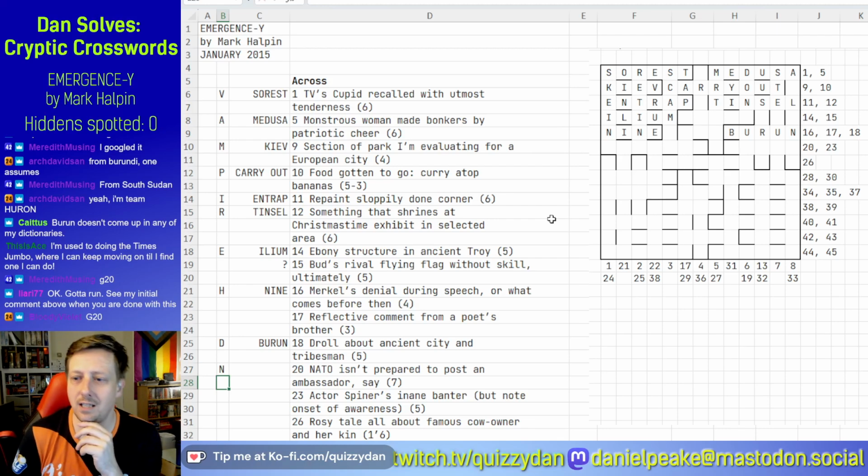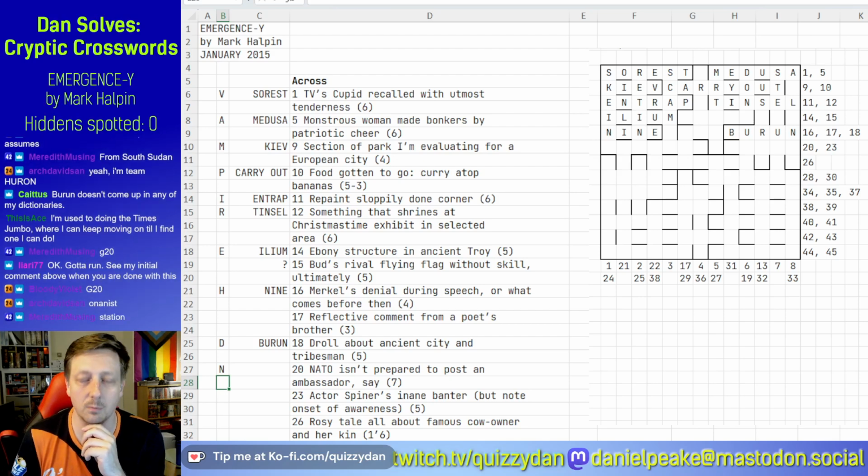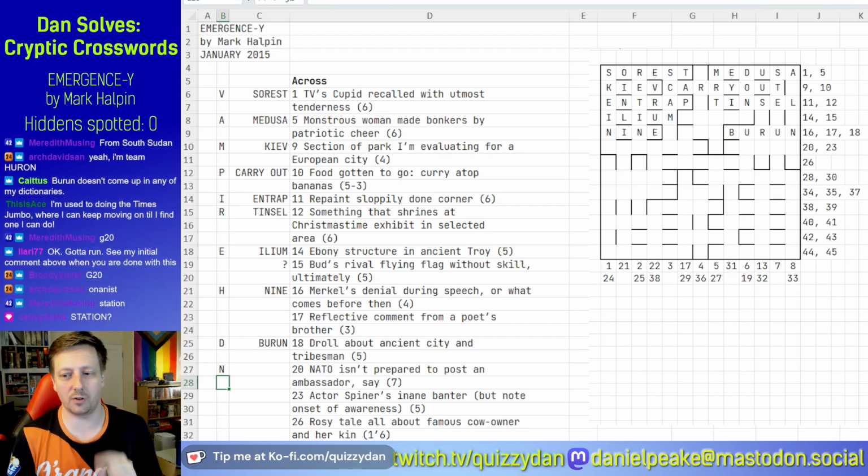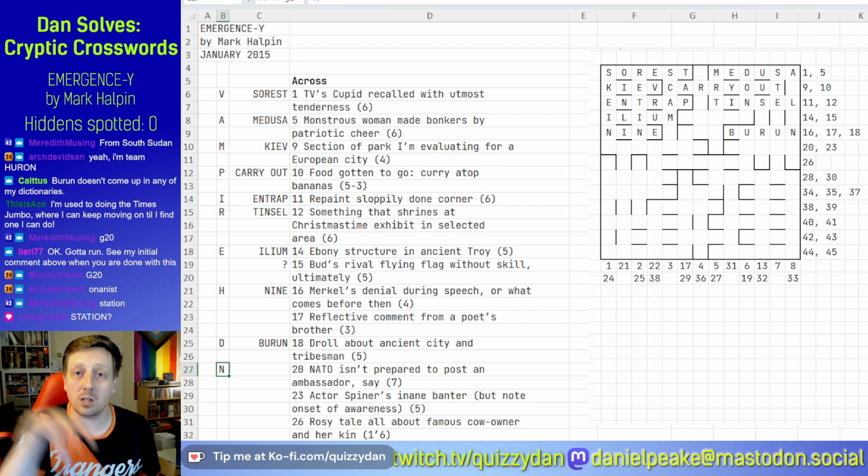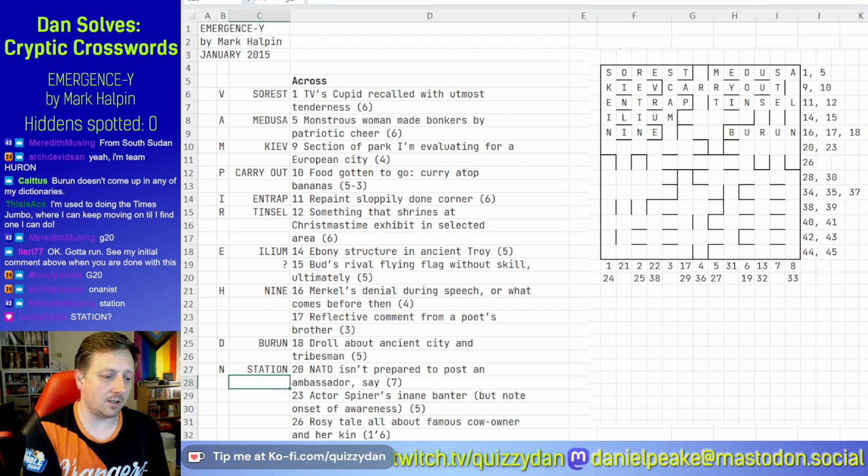Go for 20. Have see your initial comment when you are done with this. Okay, so if someone can look up what Liara's initial comment was. It is station, yes, to station someone is to put someone at a particular place. So to station is to install an ambassador.